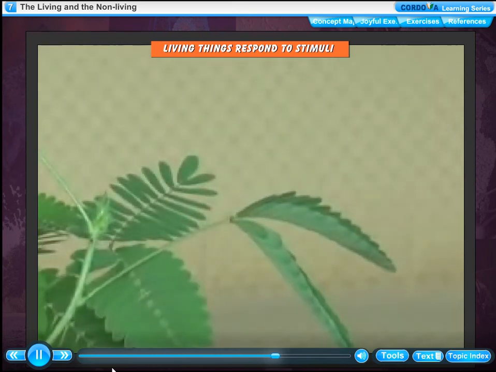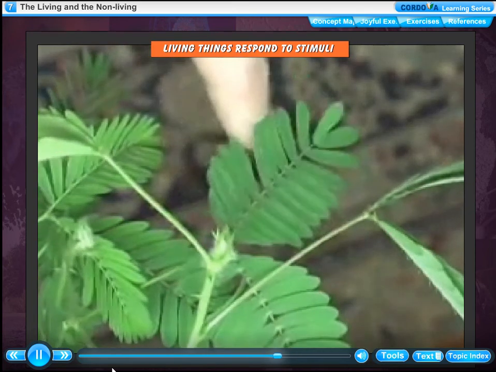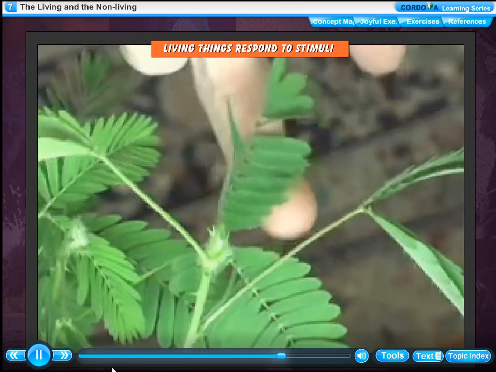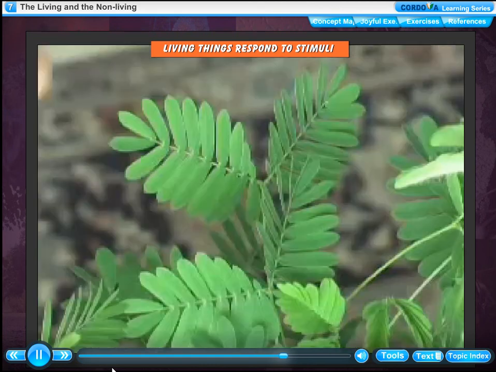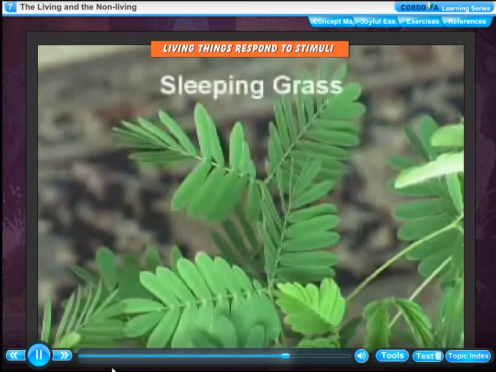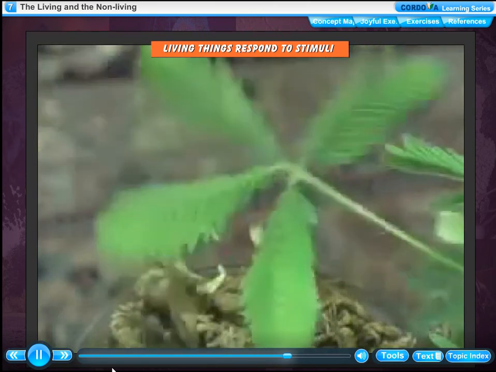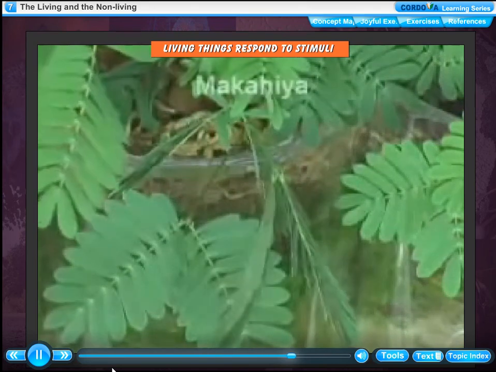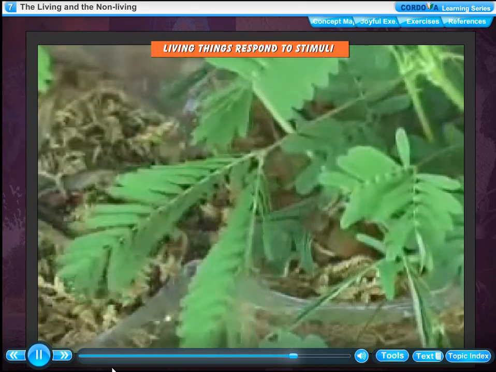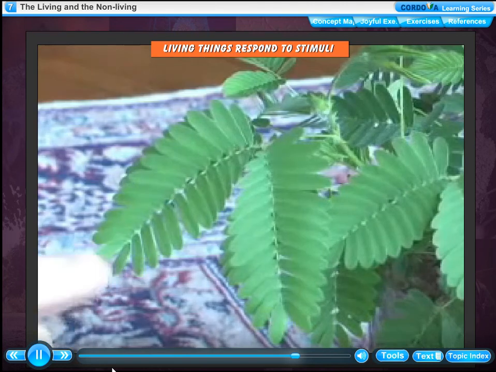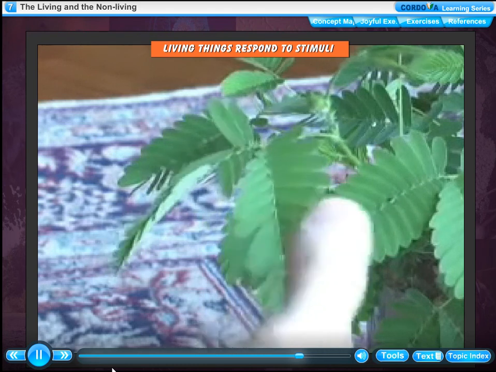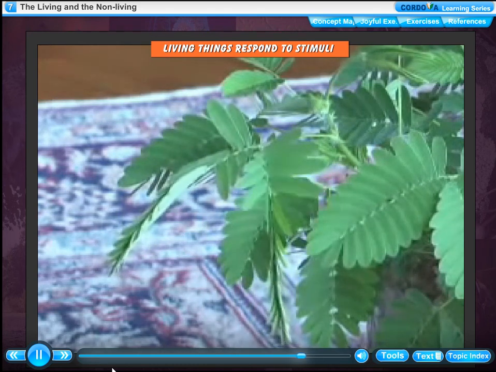Living things respond to stimuli. What happens when anyone pricks your hand with a small pin? You feel pain and move your hand away quickly. Here, pricking with the pin is the stimulus and the quick withdrawal of your hand is the response. When we touch the leaves of Mimosa pudica plant, it quickly folds its leaves. Here, touching is the stimulus and folding of leaves is the response. Stimulus is any change in the surroundings of an organism to which it responds.